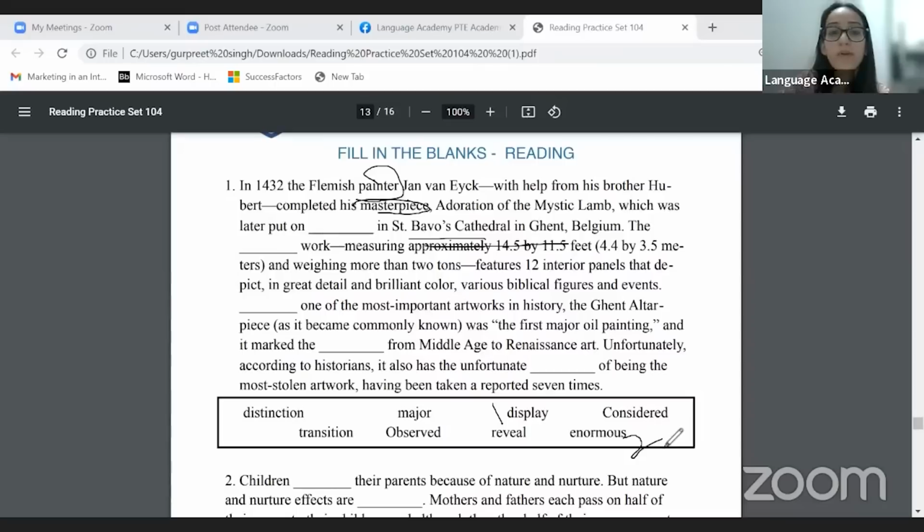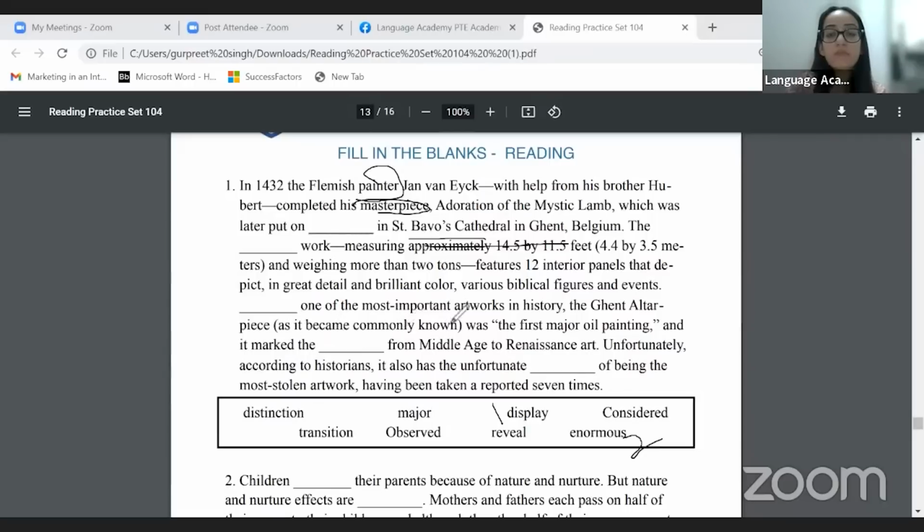4.4 by 3.5 meters. 11 feet long. So 11 feet has nothing to do with major. Feet means height. We are talking about numbers. So we are talking about how big it is. And weighing more than 2 tons. Features 12 interior panels that depict in great detail and brilliant color various biblical figures and events.